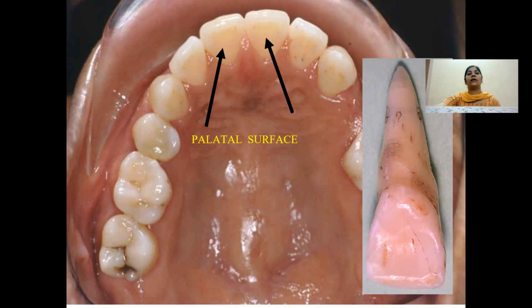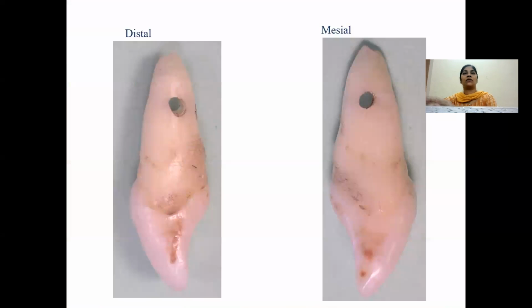When you open the mouth, the palatal aspect of the tooth is what you are seeing right now. This is the palatal surface of the tooth. So now at least you can make out which is called the labial aspect and which is the palatal aspect of the tooth. Since the mesial and the distal surfaces are not visible, we can't appreciate them.